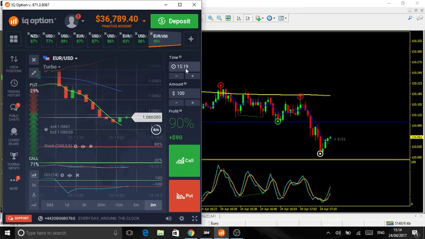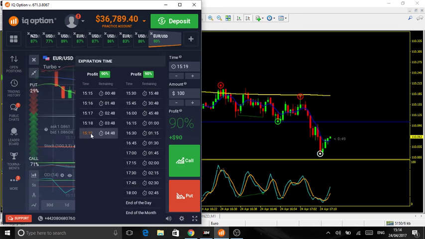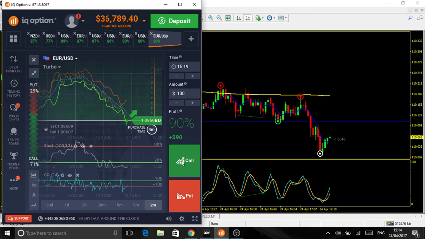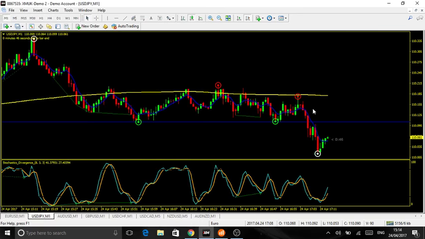You click the timer here. You click the last one, which is the 5-minute. You click it, and then you press call or put, depending on which signal you get. Now, the white signals, I don't really like taking them. You can take it at your own risk.